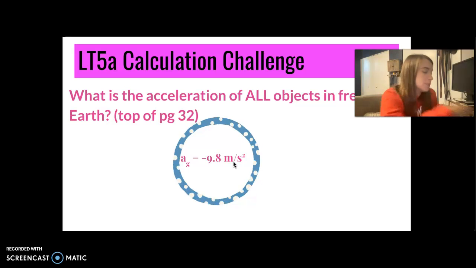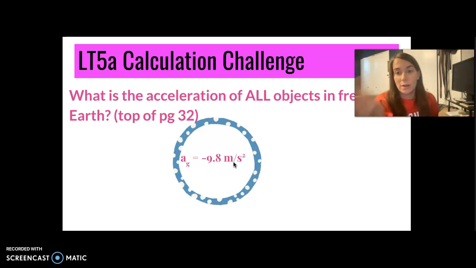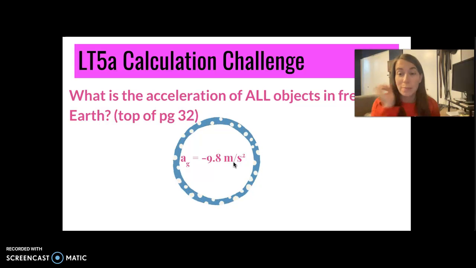But if I drop a pencil, a pen, myself, a rock, a block, every object in free fall on Earth accelerates at negative 9.8 meters per second squared. That's going to be a big idea that we use for all problem solving in this one, that we're going to plug in negative 9.8 for the acceleration of objects in free fall.